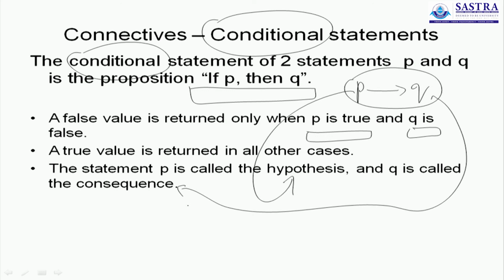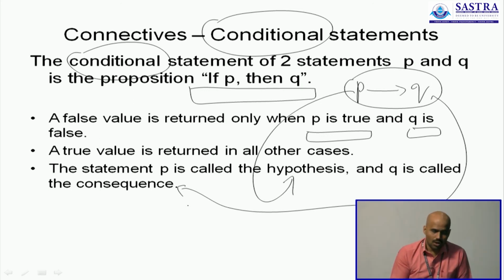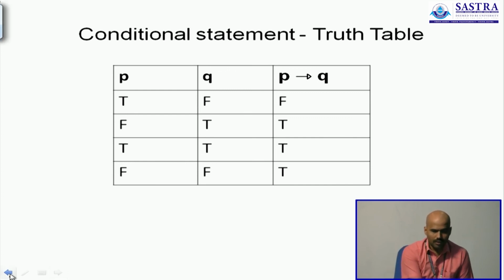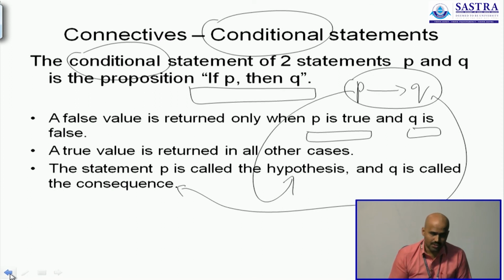One of them, the cause of the conditional, is what you call a hypothesis, and the other, which is the result of the conditional, is what you call a consequence. Now we'll discuss this conditional in detail using a truth table. Recall that we saw this particular definition which says a false value is returned only when the hypothesis is true but the consequence is false. In all other cases we assume that we have defined it to take up a true value.